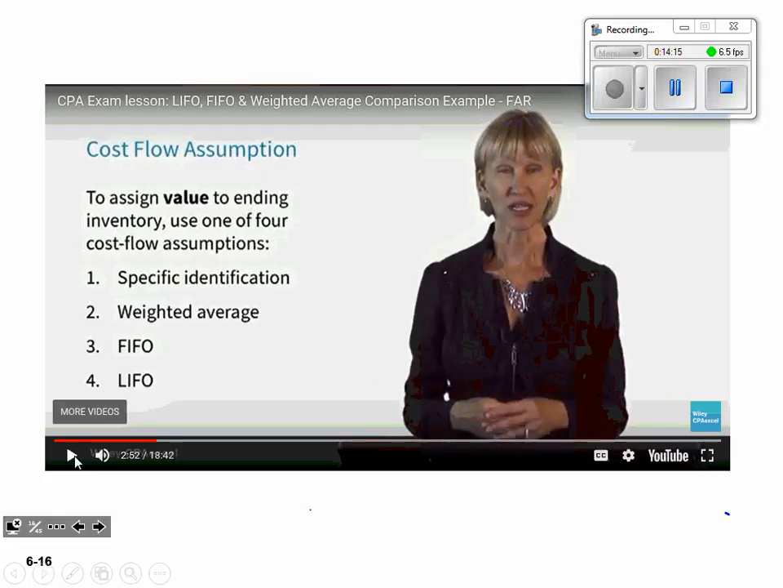So as we try to figure out a dollar amount or value, there are 4 options to use. You're not mixing them. It's one of the 4. Which of the 4 is rarely used? Specific identification, unless you're like a car dealership.